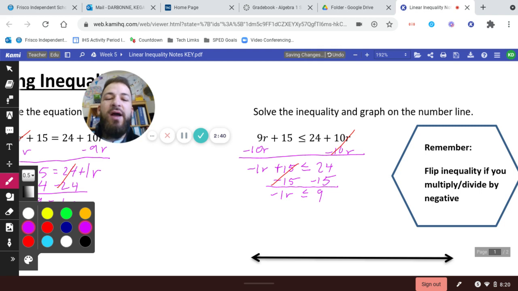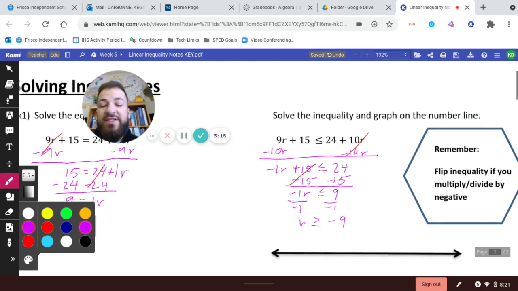Okay, and while it looks like I'm done, I'm not quite done. I do need to get rid of that negative. So to get rid of that negative 1, I can just divide by a negative 1. And that gives me r, and instead of less than or equal to, the one extra trick with inequalities is that if you divide or multiply by a negative number, only divide or multiply, not add or subtract, we do have to switch the inequality sign. So r is greater than or equal to negative 9, because 9 divided by negative 1, the number stays the same, the sign is going to change. Okay, so solving steps are mostly the same.